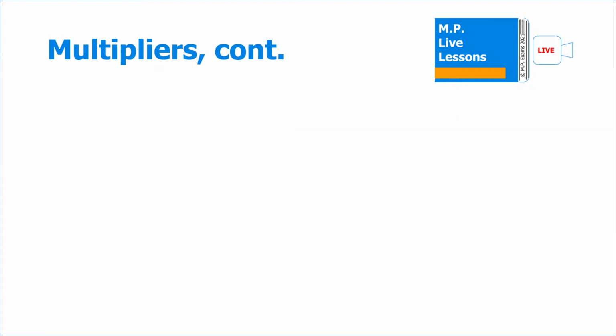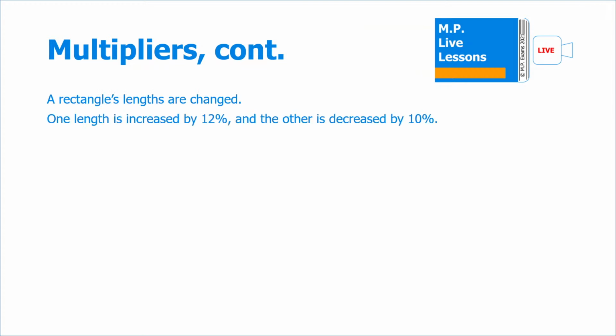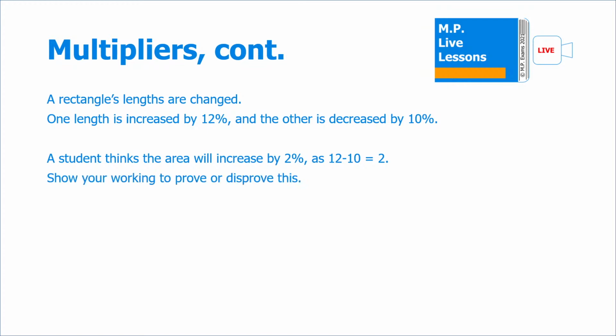Now, multipliers can be used in a few other easy ways. For example, the lengths of a rectangle are changed. One length is increased by 12% and the other is decreased by 10%. A student thinks that the area will only increase by 2% because 12 minus 10 equals 2. Now show your working to prove or disprove this. And a hint would be our multipliers.